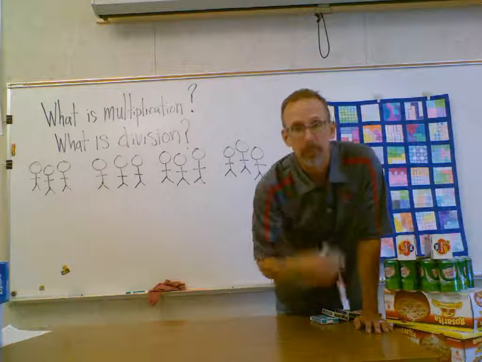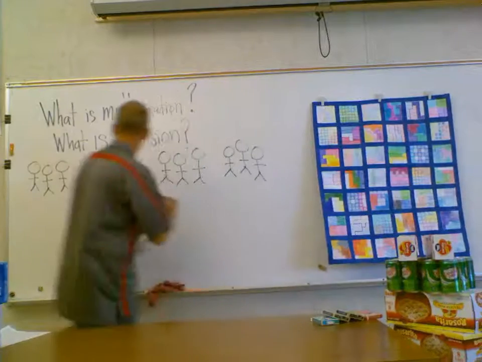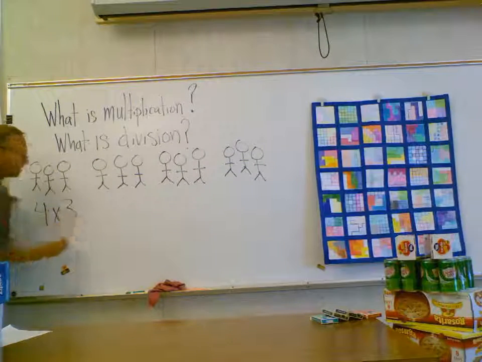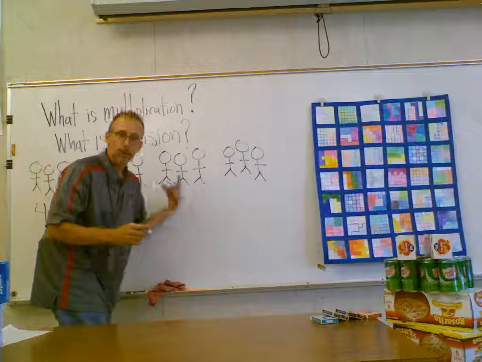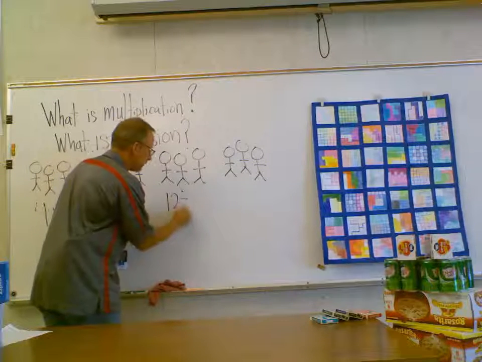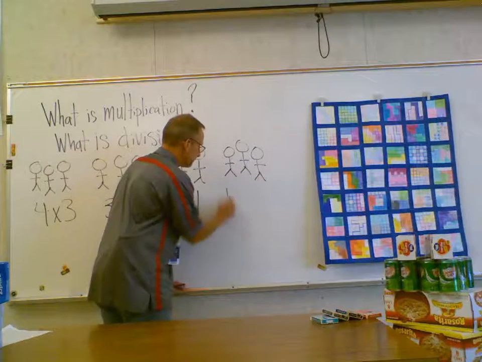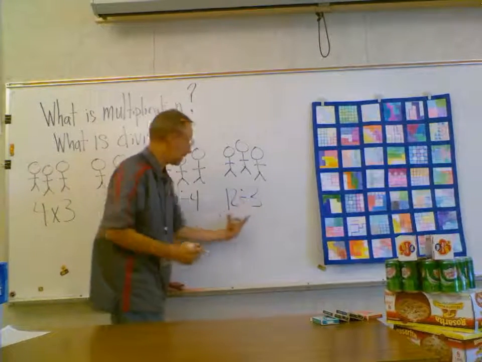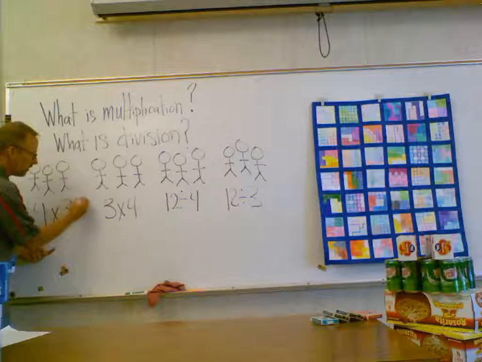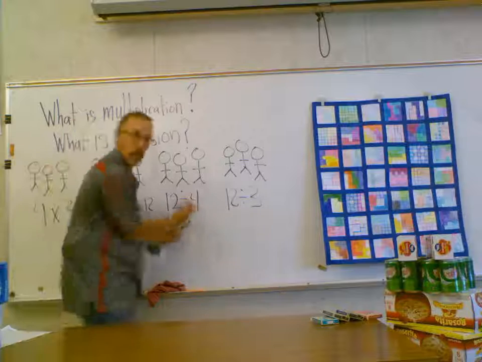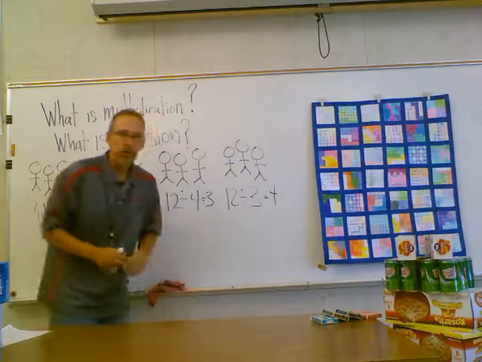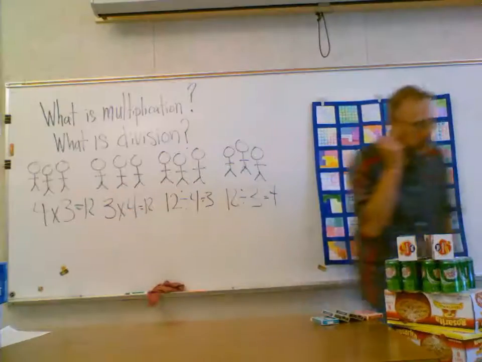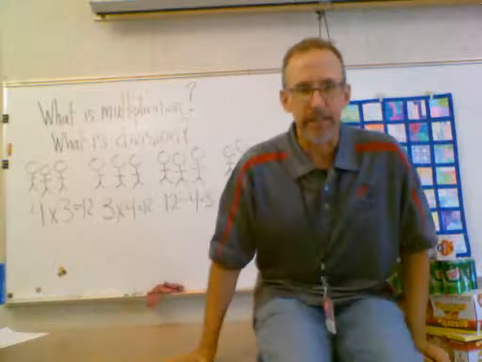And the students were great. They came up with things like 4 times 3, 3 times 4, 12 times 4, 12 divided by 4, 12 divided by 3. And then they also realized that 4 times 3 is 12, 3 times 4 is 12, 12 divided by 4 is 3, 12 divided by 3 is 4. So we saw all these numbers present in these descriptions. And that's great.